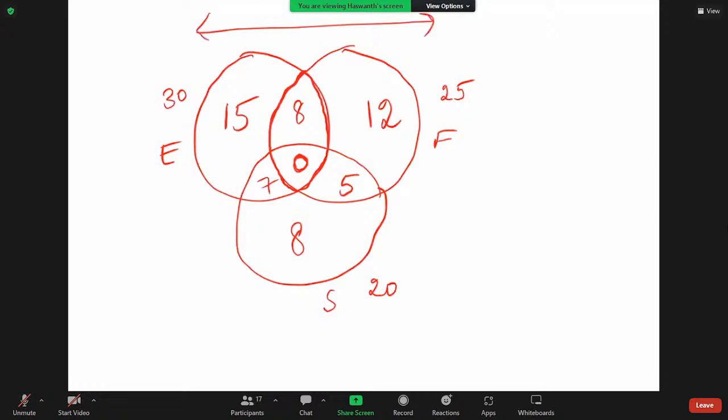Now count all these values. 30 plus 17, 47 plus 8, 55. The combined value of these three sets is 55. Add all these numbers, the values inside these circles. But like I said, here using the formula would be easy, because if you take the formula, all we need to do is substitute values and get the answer. Instead of filling these circles and then adding all these values, if you use the formula, it is a one-step answer. So depending on what is given, select the easier approach.